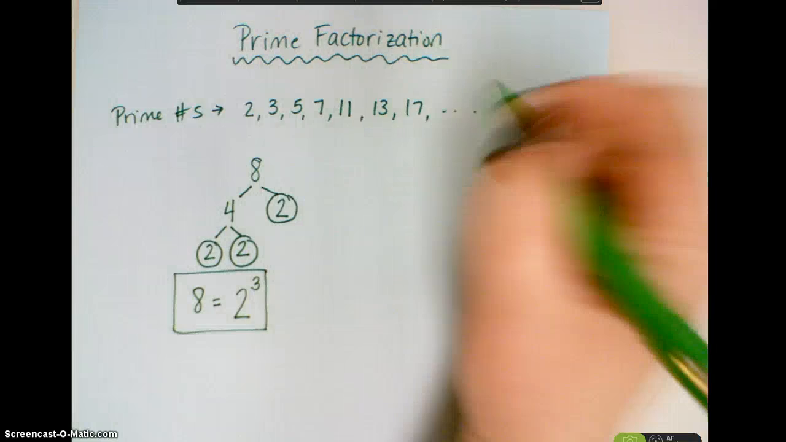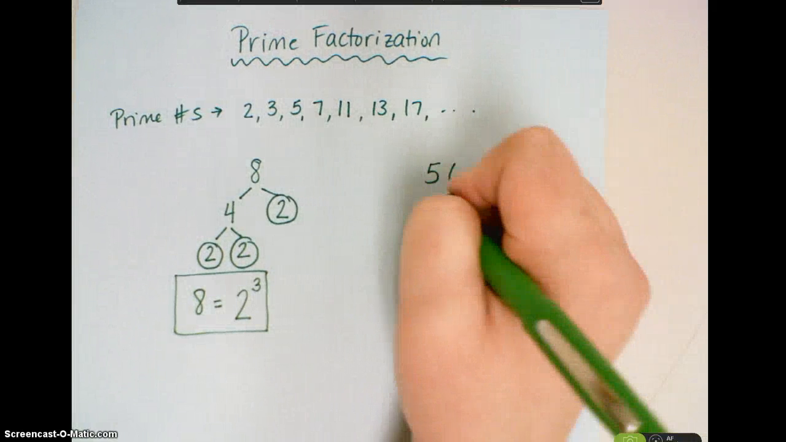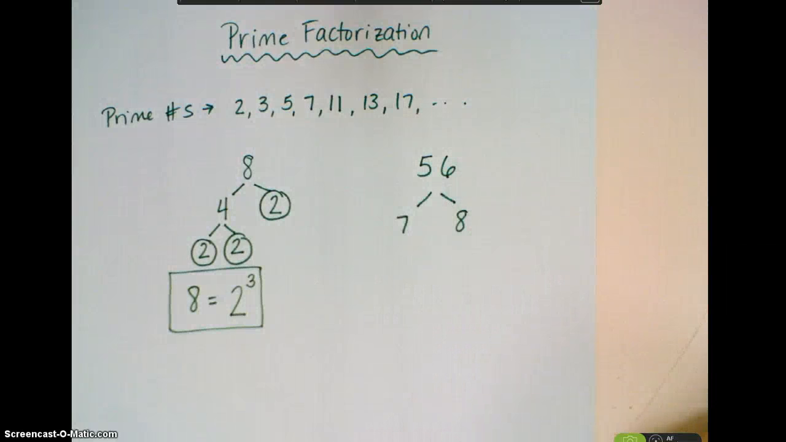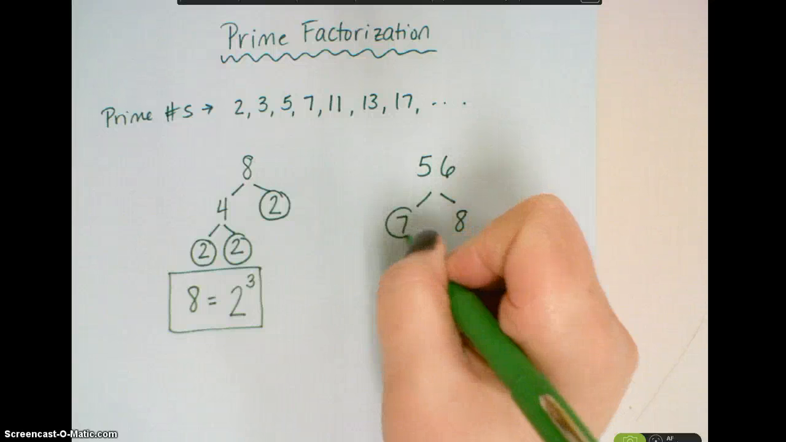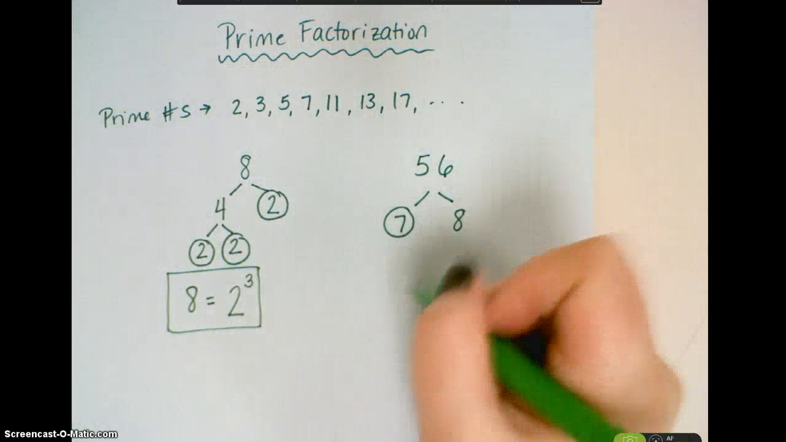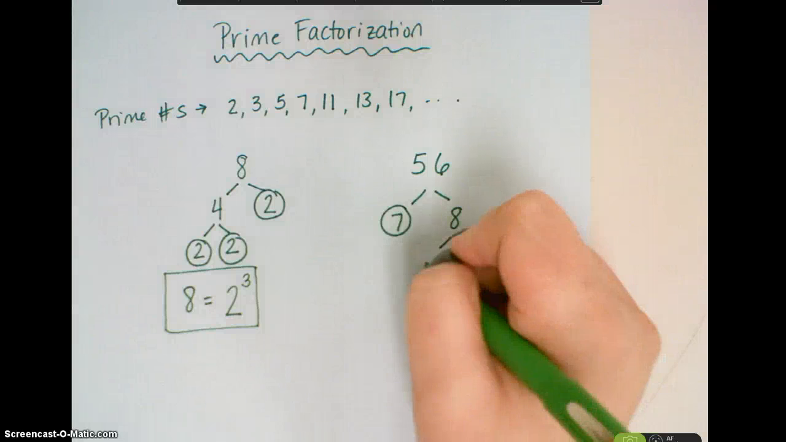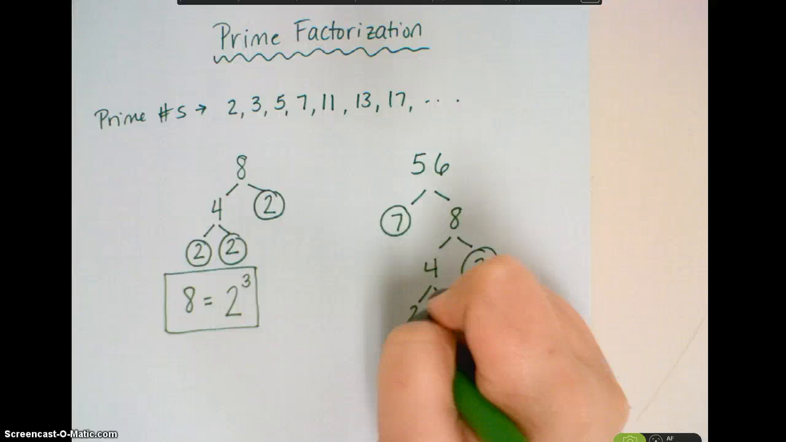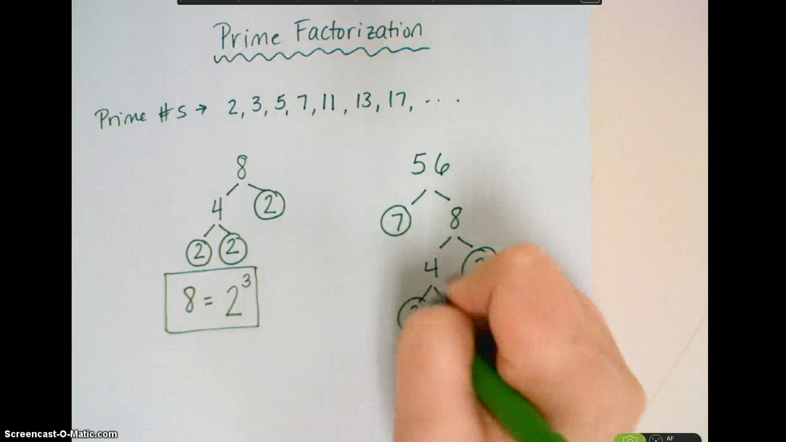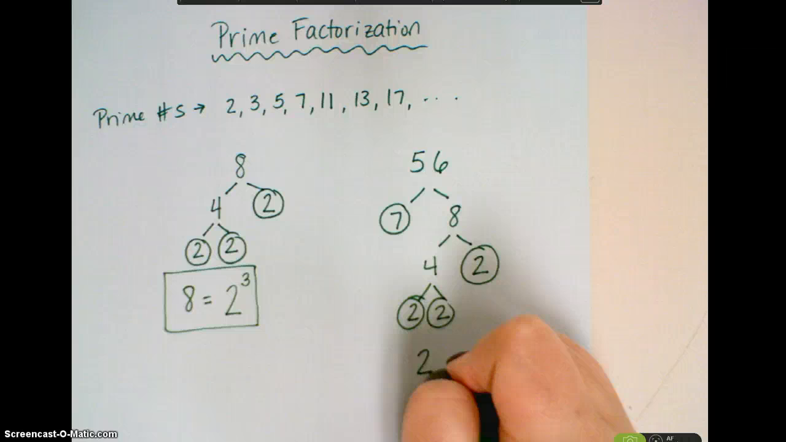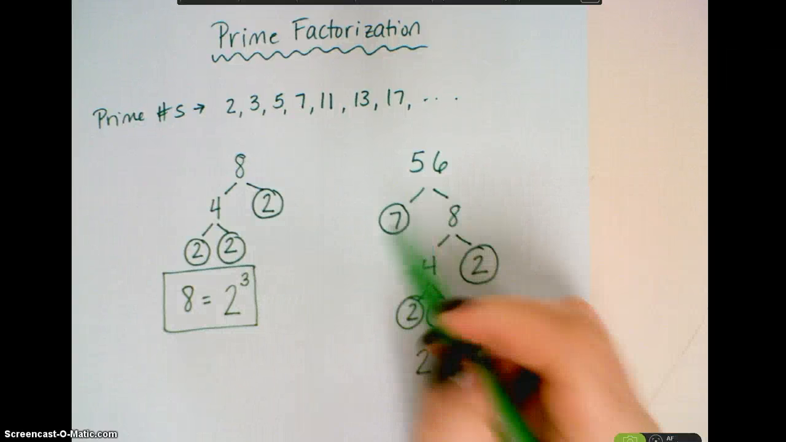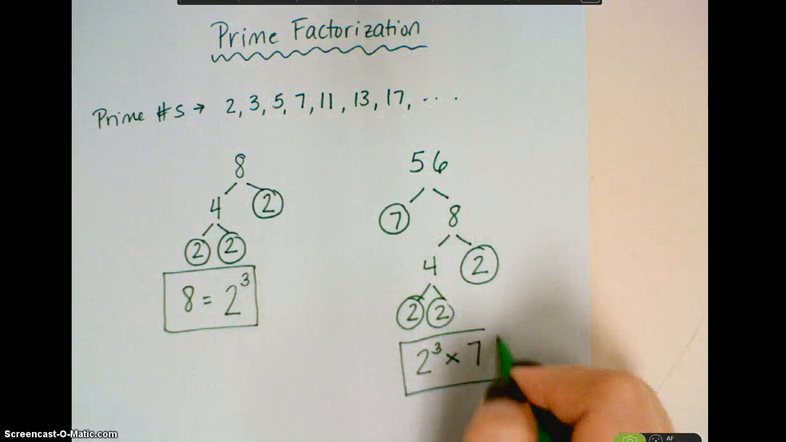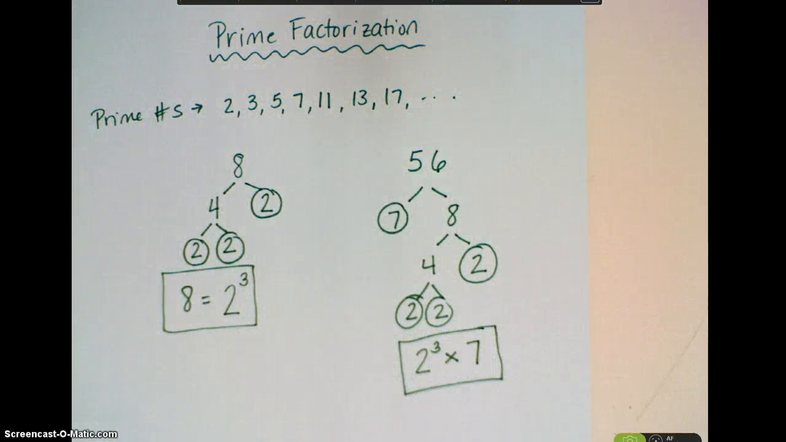So if we try another one a little bit harder, let's try 56. So I know I can multiply 7 times 8 to get 56. 7 is prime, so I'm going to circle that. 8, we just did 8, so I can just follow that same path of doing 4 and 2. 2's prime. 4 breaks down to 2 times 2. So now when I break it apart, I have 2 to the third power, and I'm going to multiply that by 7, because that was one of my prime numbers. So 56 would be equal to 2 to the third power times 7.